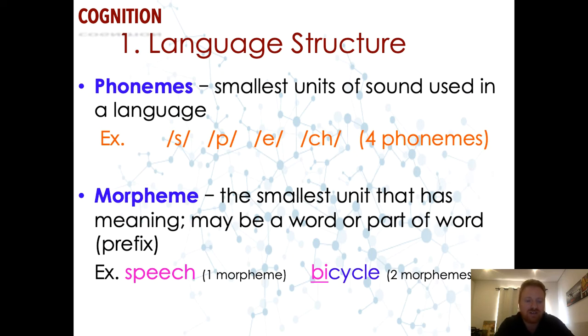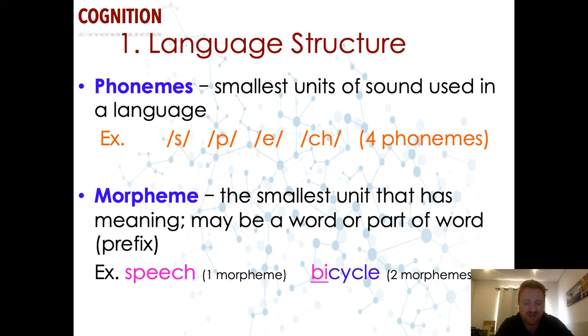So if I say the word speech, speech is one morpheme. I can't break that into different meanings, right? It has, like I said, four phonemes, s, p, e, ch, but put them together, and I have one morpheme. But if I look at the word bicycle, for example, it's one word, but technically it's two morphemes, because bi has its own meaning, which means two, and cycle has its own meaning too, which means like wheel or round in this context, right?